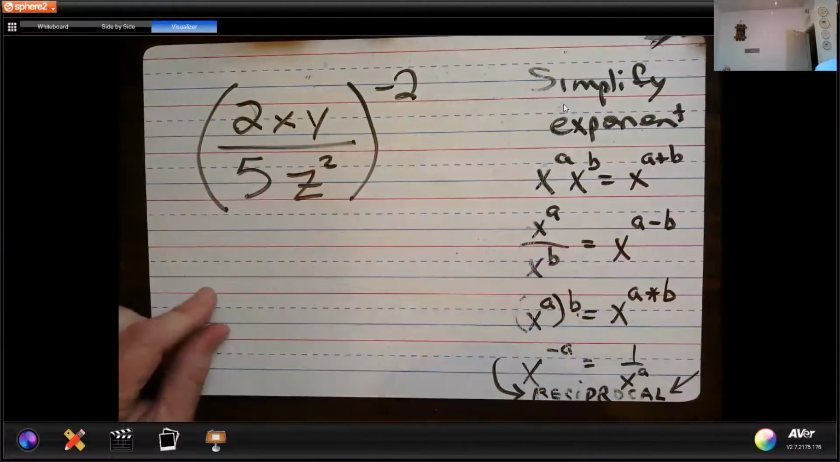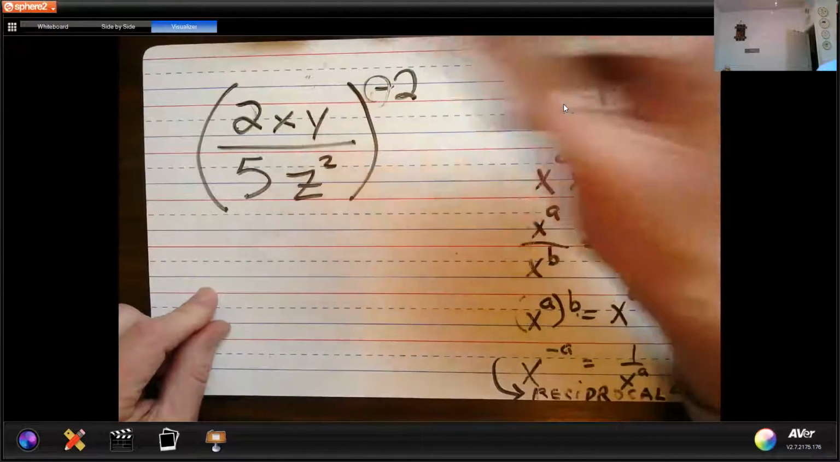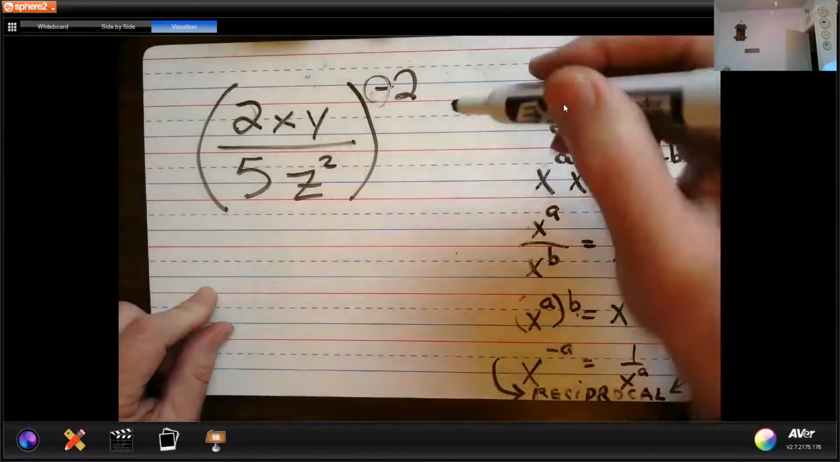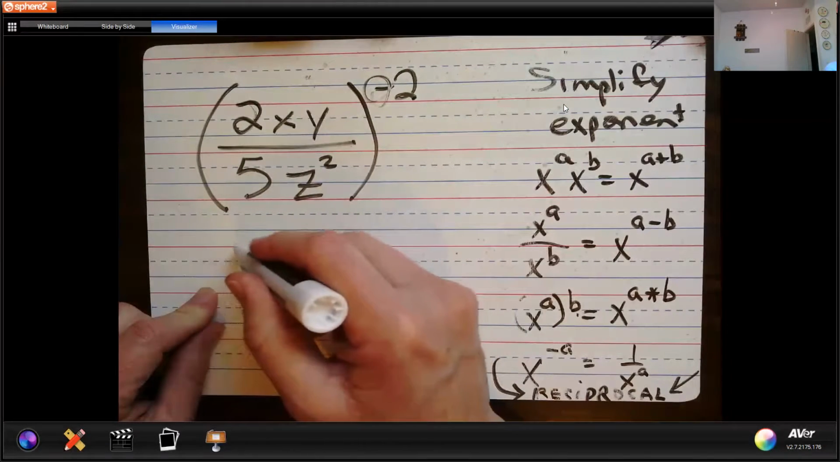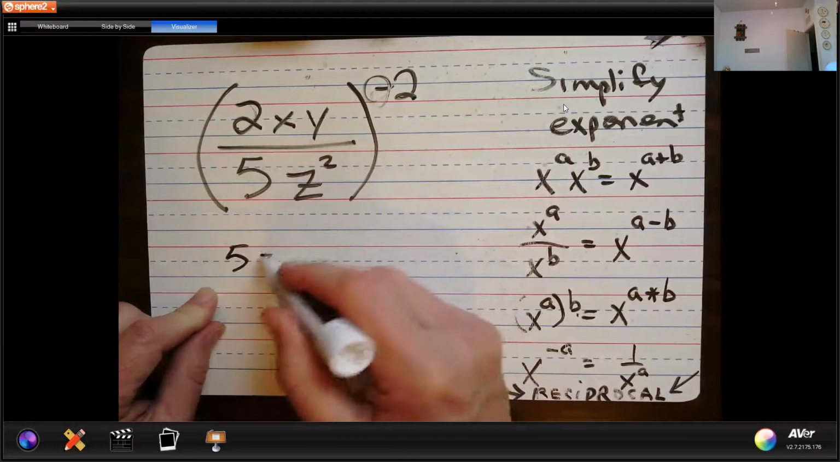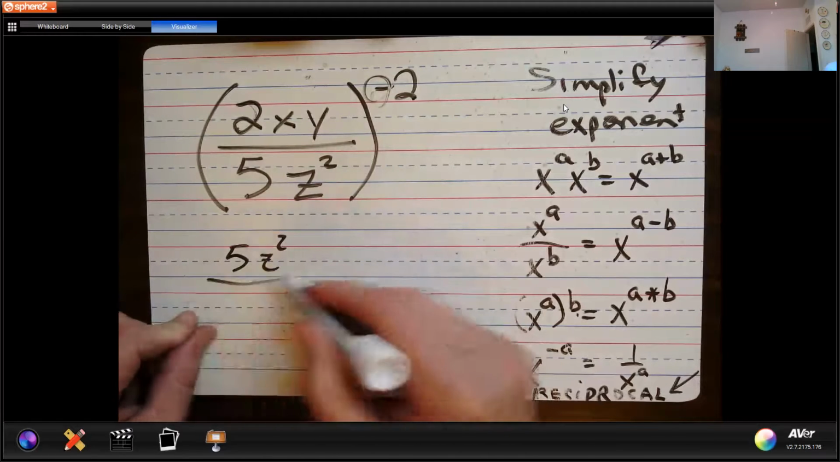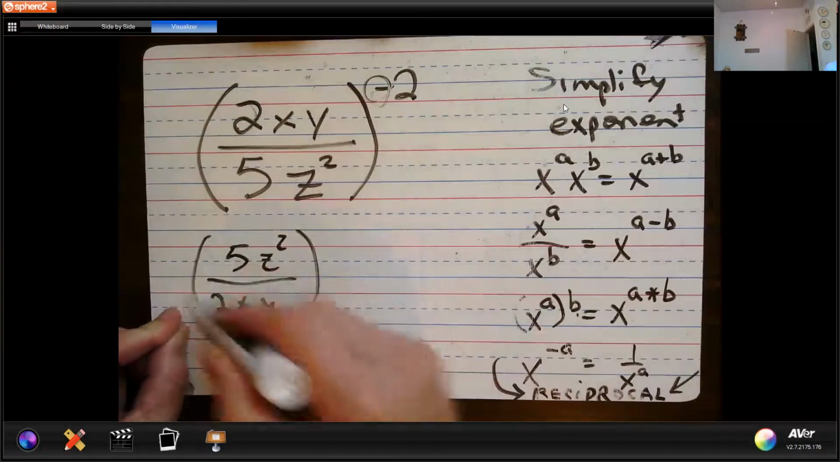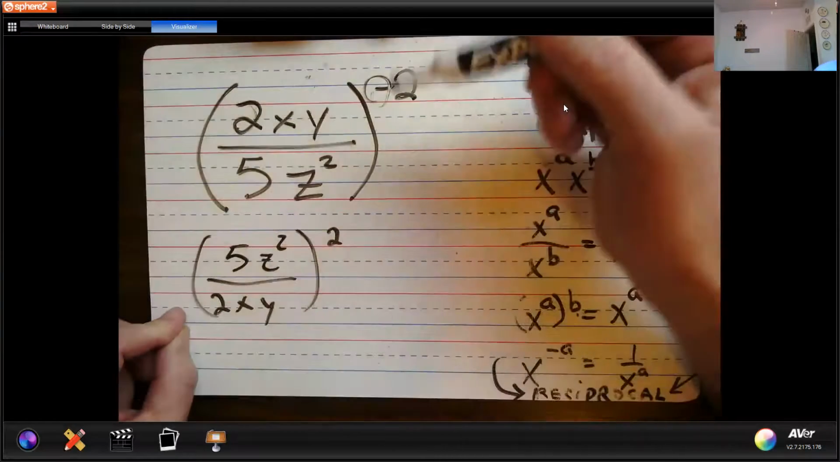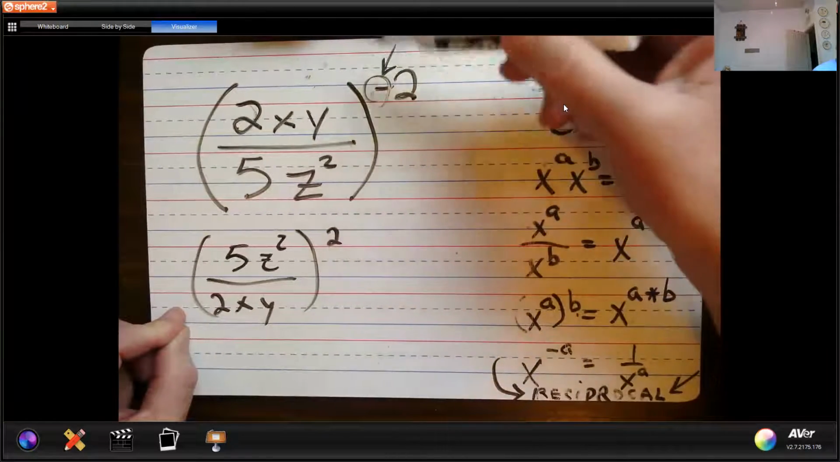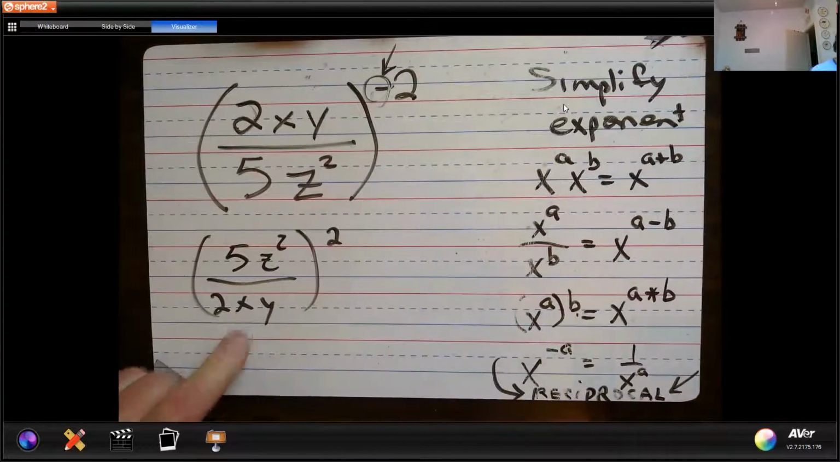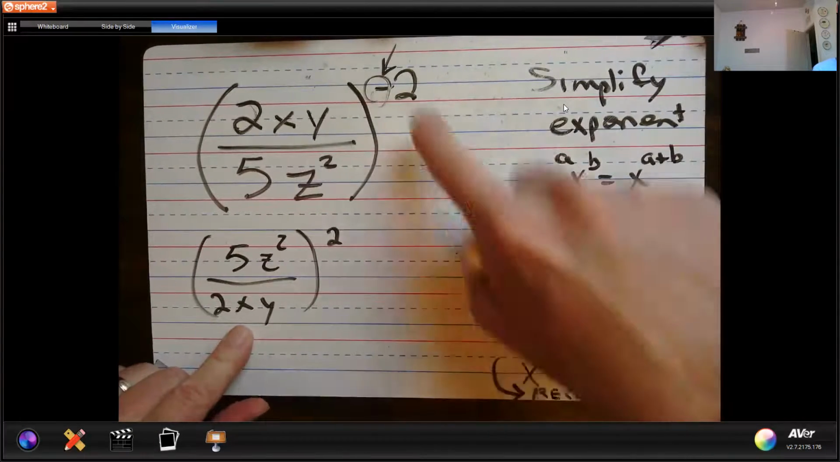So the first thing I'm going to do is flip everything upside down. So if I flip this, it's going to be 5z squared and then 2xy. And now it's to the positive 2. Because see, negative just means flip it upside down. Do the reciprocal. Well, I did the reciprocal. Now I'm ready to square it.